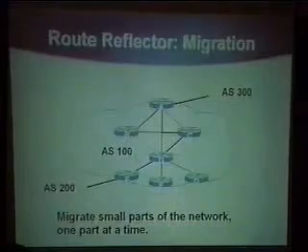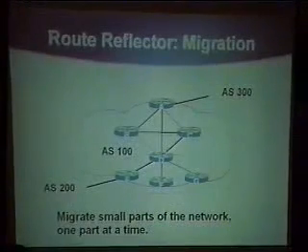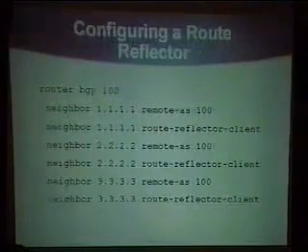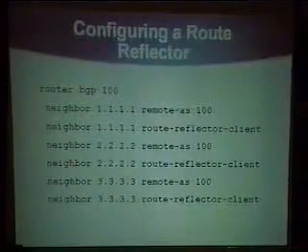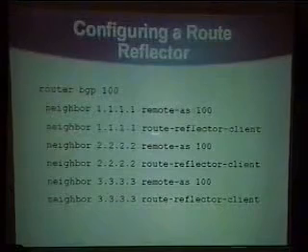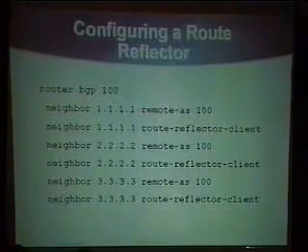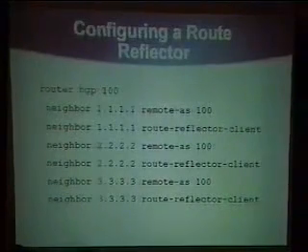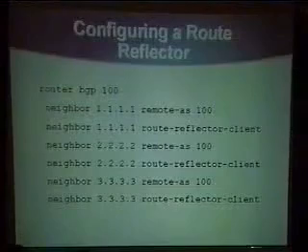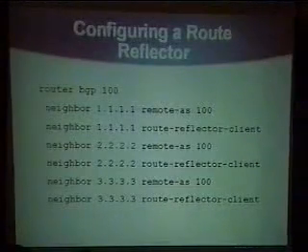So migrate small parts of the network one at a time, and it makes it quite easy to do. Again, setting them up, there's only one thing you need to do. On the router which is being the route reflector, you have a one-line command which says route reflector client, and that states that this router is a client of this particular neighbor.